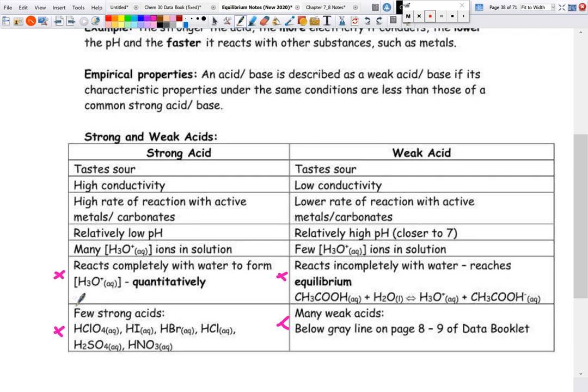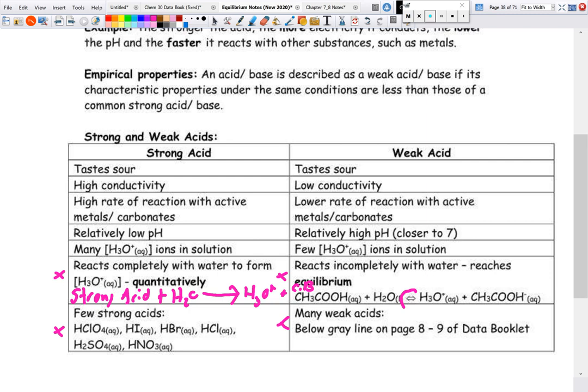That means that if we have our strong acid, it reacts completely with water to produce hydronium plus the conjugate base of the strong acid. And there's only a few strong acids here, which, once again, if you go to your data booklet, are the top 6. Now, with the weak ones, these react incompletely and reach an equilibrium.